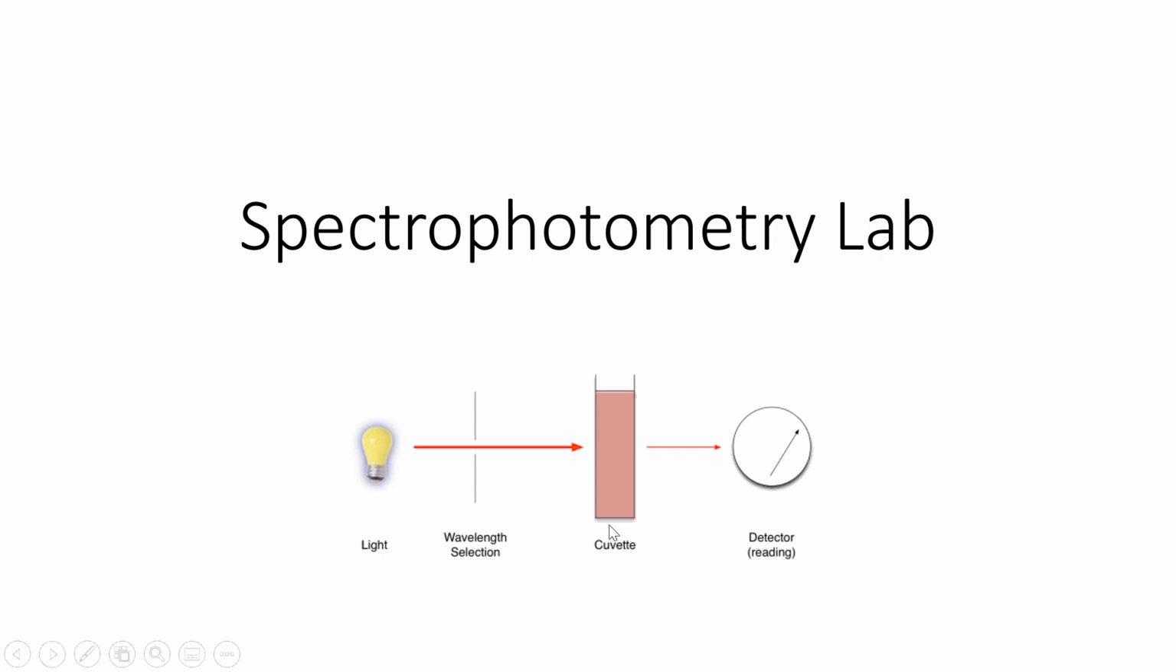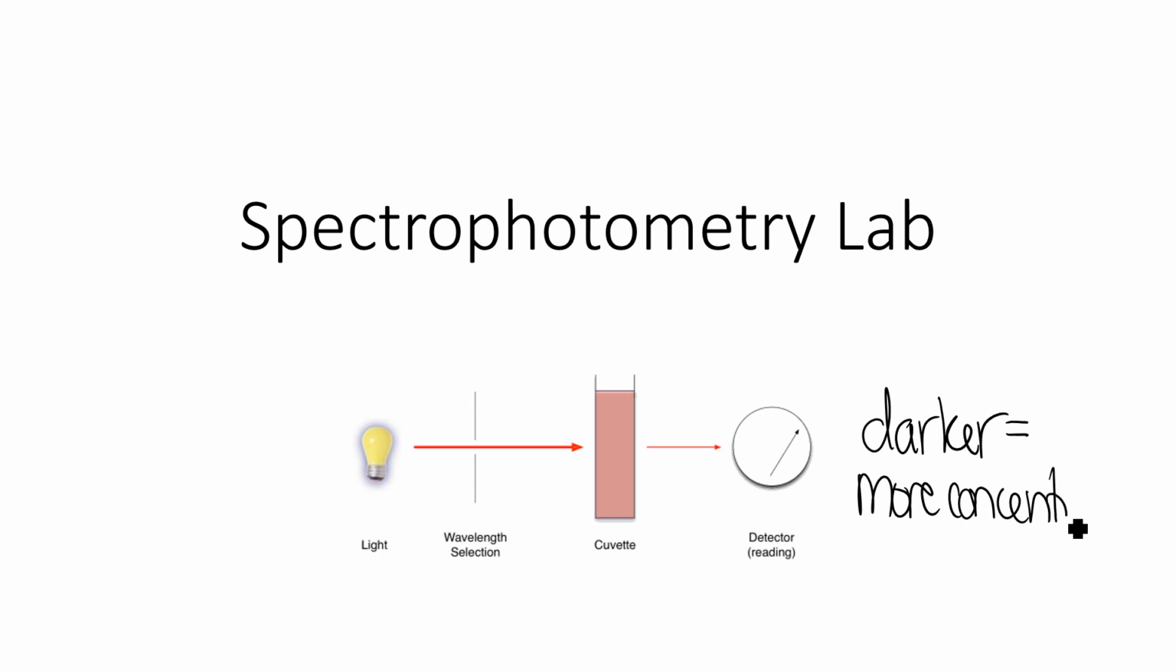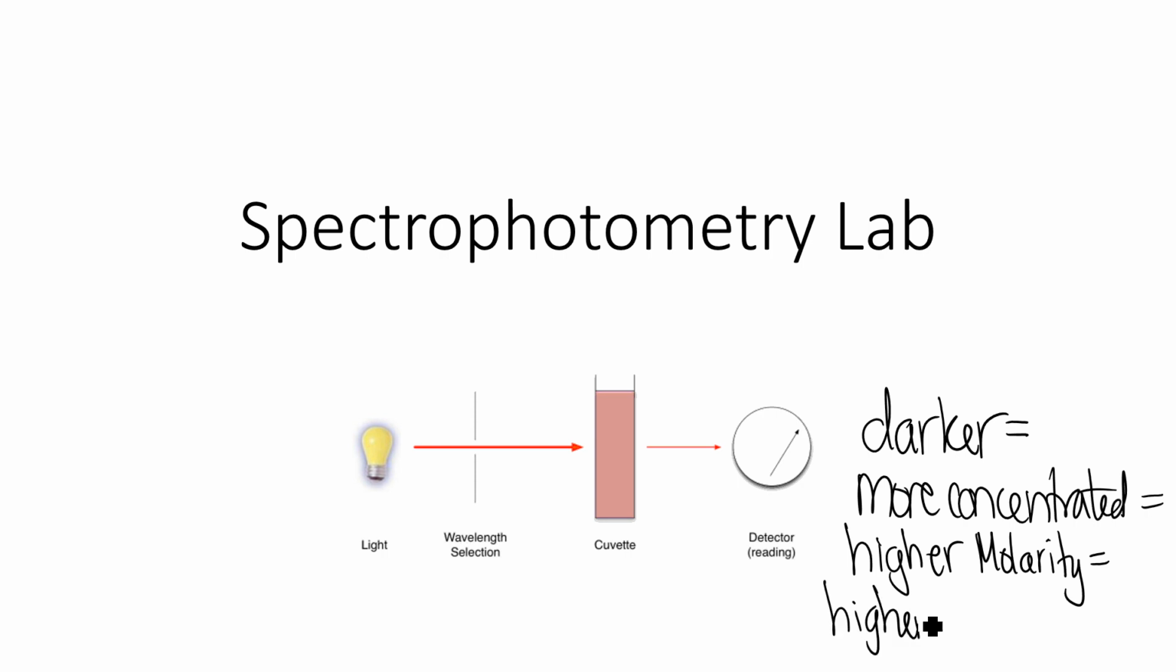So the spectrophotometer essentially gives us a reading of how dark our solution is. What it does is we shine a light at your sample, and then we measure how much light comes out the other side of the sample. That measurement is going to tell us how much light is absorbed. And when the solution is darker, that solution is more concentrated. If we think about what that means, it has a higher molarity. Remember, we use molarity to measure concentration. And if it's darker, it's more concentrated, it is going to absorb more light. So it's going to have a higher light absorbance.